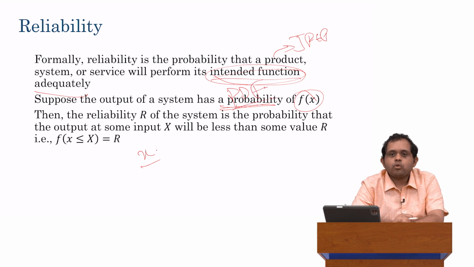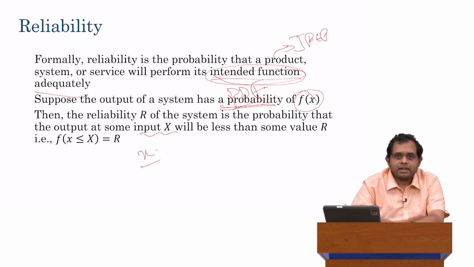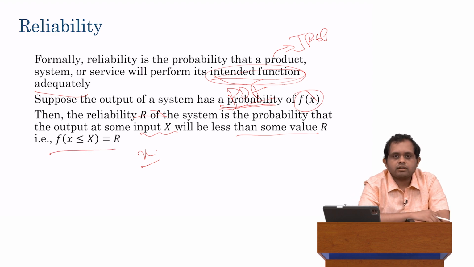Now, suppose that we have a system input capital X. I want to know, at the input of capital X, what is the probability that the system will give me a solution that I intend? In other words, the reliability R of the system is defined as the probability that the output at some input capital X will be less than some value R. That is, f of x less than or equal to capital X is equal to R.